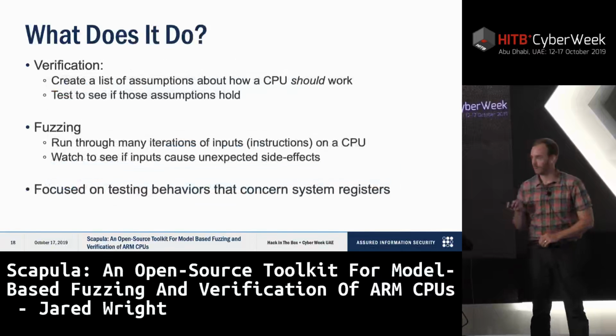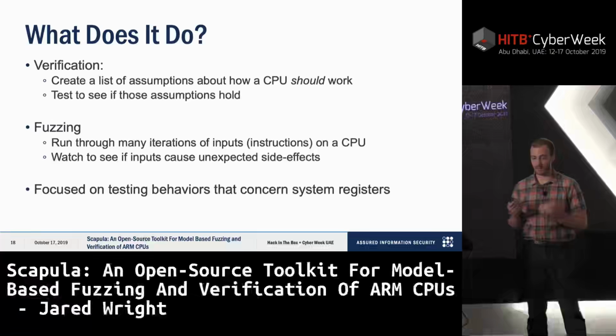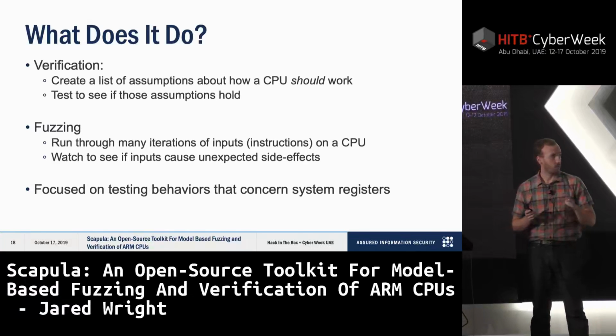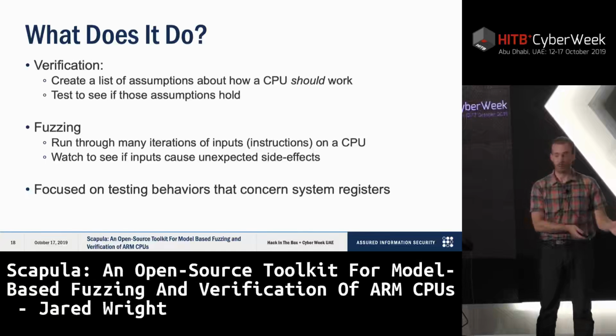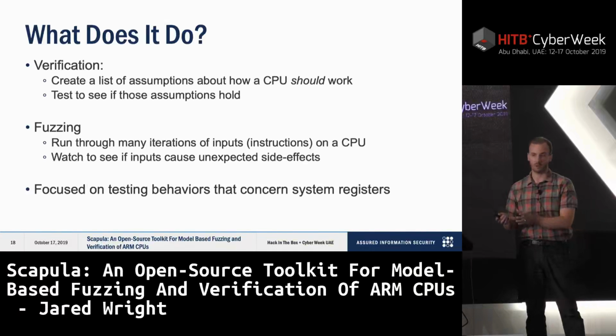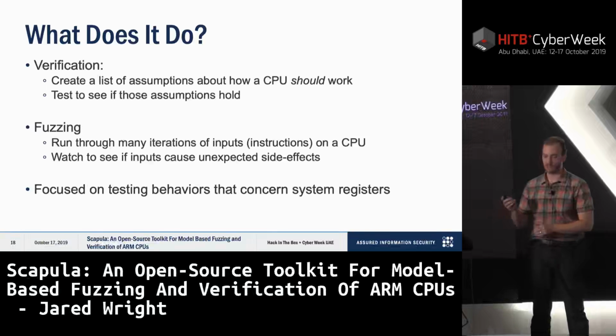So what does it do? Scapula allows you to do a couple of things. First, it reads the manuals for you, so you get that part for free already. Then it lets you create a list of assumptions about how you think the CPU should work. And then you can take your assumptions, turn them into executable code, and run them to check if those assumptions actually hold on a real CPU.